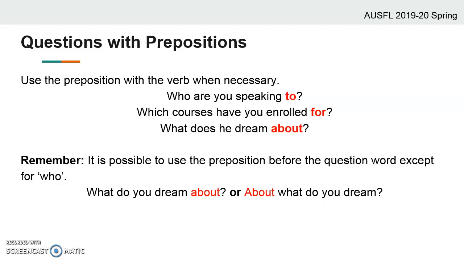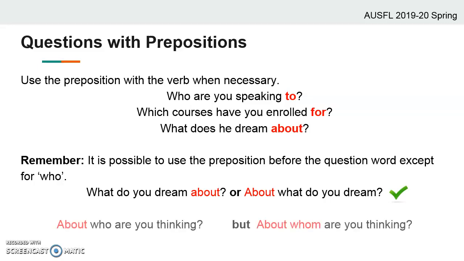What do you dream about, or about what do you dream, are correct questions. About who are you thinking is not correct, because we can't use a preposition before who. Instead, you can say, about whom are you thinking? But remember, this is formal. Or you can just say, who are you thinking about?